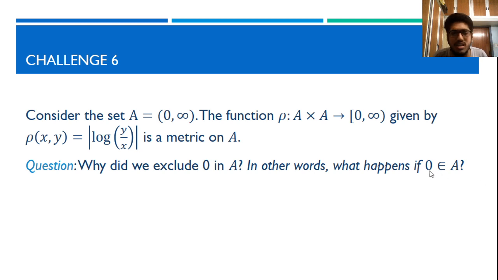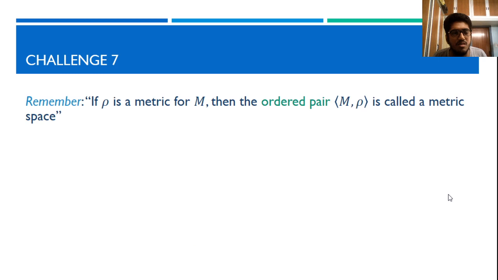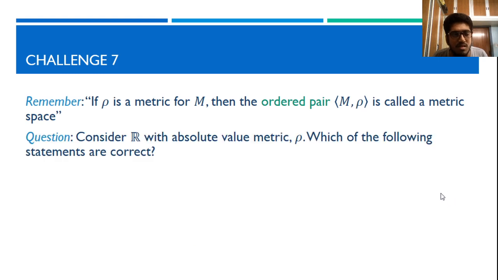Now one trivial challenge, and we'll continue with it. We'll wind up for today. I'm going to emphasize the last line of the definition, which said if rho is a metric for M, then the ordered pair M comma rho is called a metric space. Consider R with the absolute value metric, which is already proved to be a metric. Which of the following statements are correct?